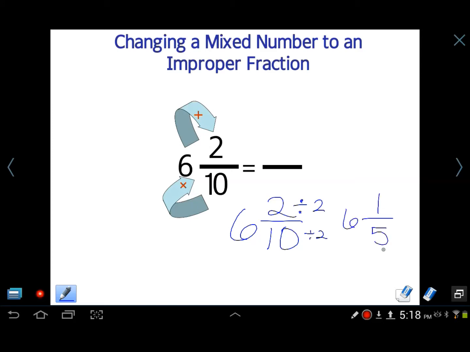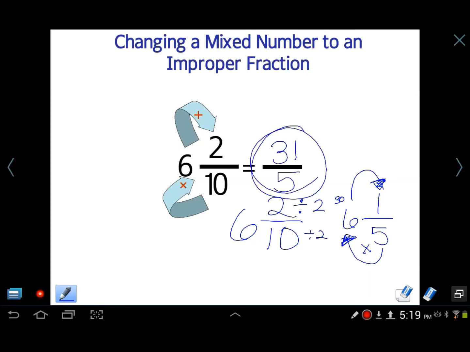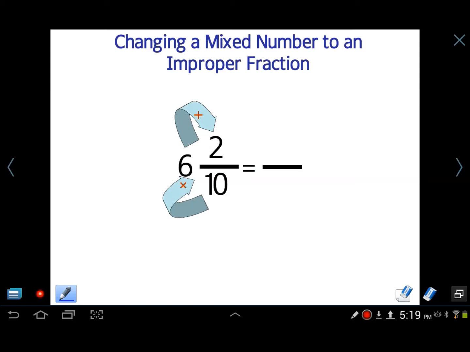Now if we go through the whole motion of changing that into an improper fraction, 5 times 6 is 30. 30 plus 1 is 31. And we get the same result, 31 fifths. Whatever you decide is easier is up to you. You don't have to follow any general rule here. You can reduce first and then change to improper, or change to improper first, 62 tenths, and then reduce it. It doesn't matter as long as you do your simplifying the right way.